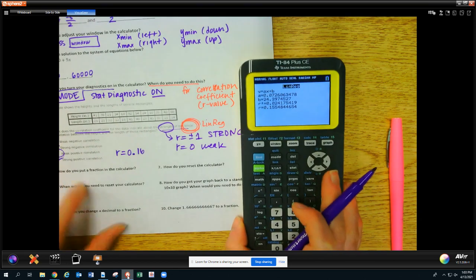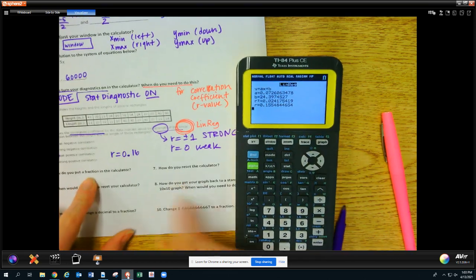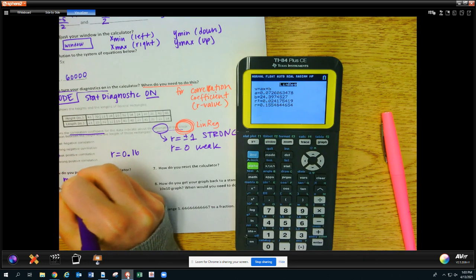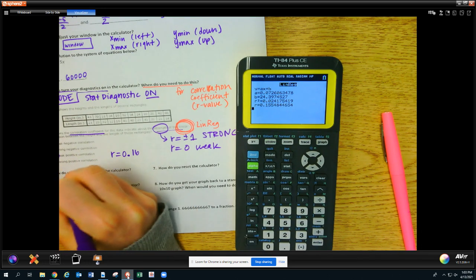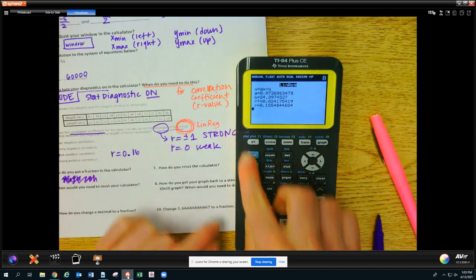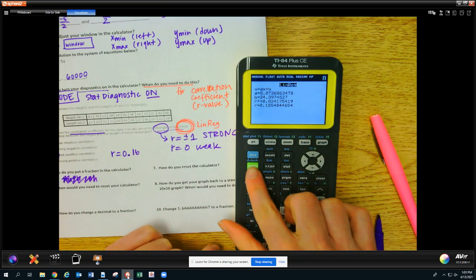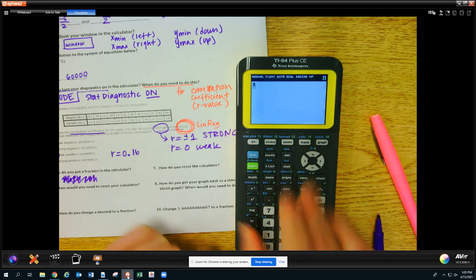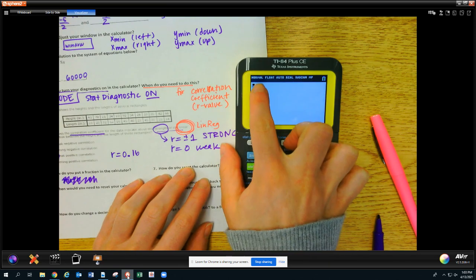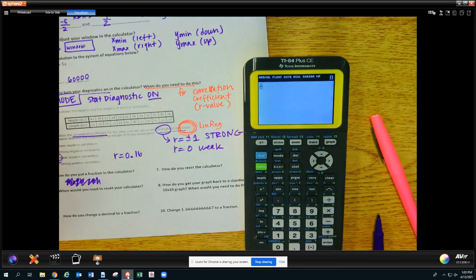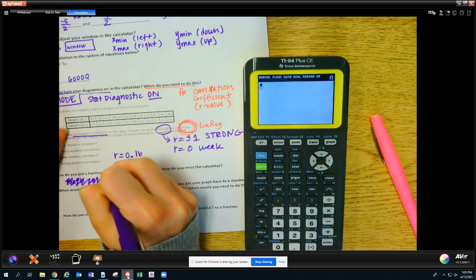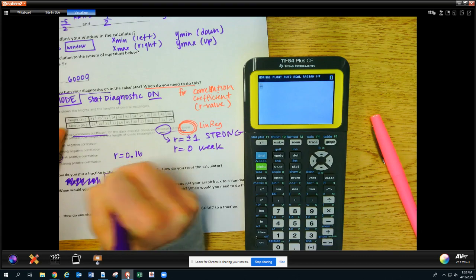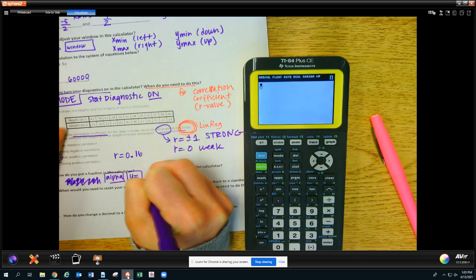Okay? And so now we're going to answer how to put a fraction in the calculator. We already talked about that. It's math, nope, that is not it. You put a fraction by doing alpha y equals 1. And it puts a little fraction bar so you can type in a numerator and a denominator. So alpha, y equals, 1.